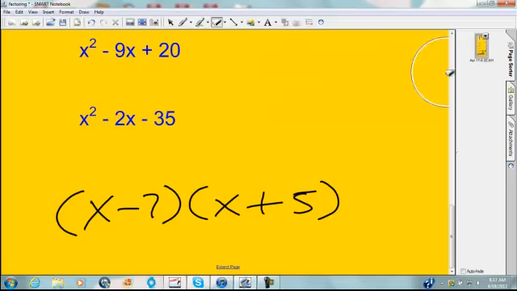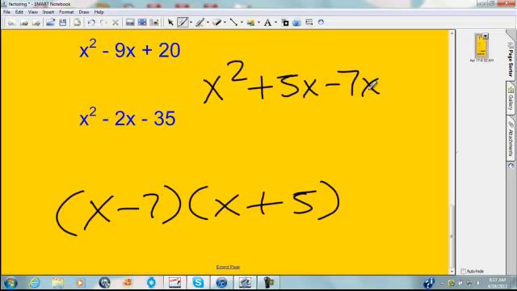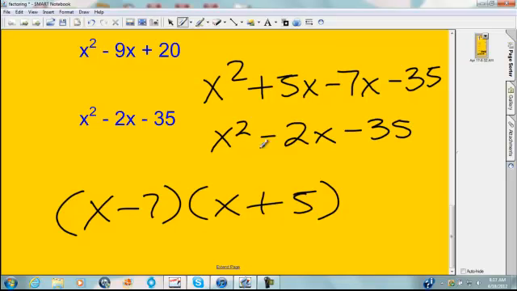Let's see if this works. X times x, x squared. X times positive 5, 5x. Negative 7 times x, negative 7x. And we're going to get our product of our last terms, which is negative 35. Combine: x squared minus 2x minus 35, and we're right back to where we started from.